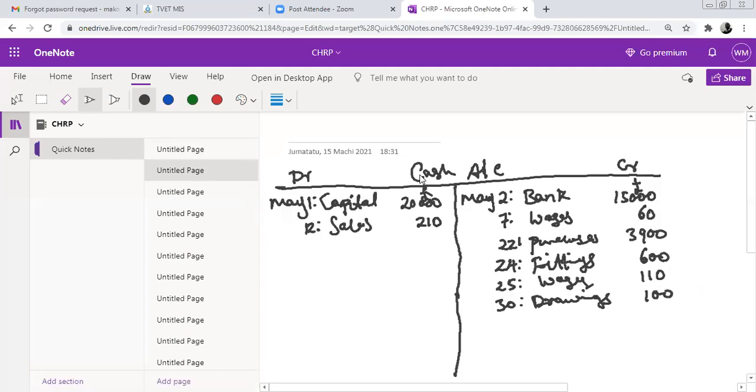Then we go to the next account. This one I need your help. You add the debits and you also add the credits so that we can know which side has more and by how much. So the debit side is easy. It is 20,210. I want you to add for me this side: 15,000 plus 60 plus 3,900 plus 600 plus 110 plus 100.